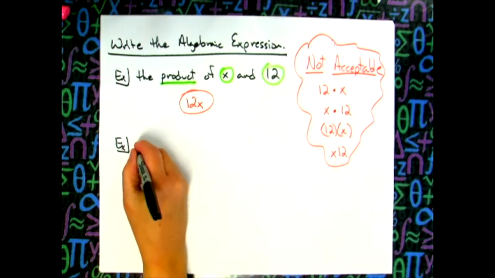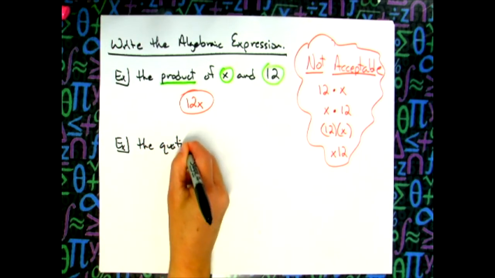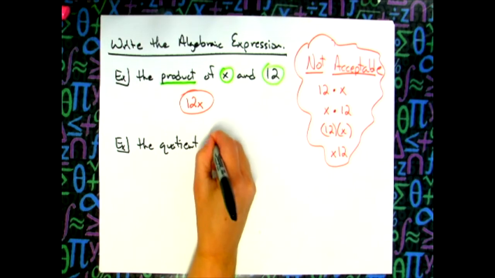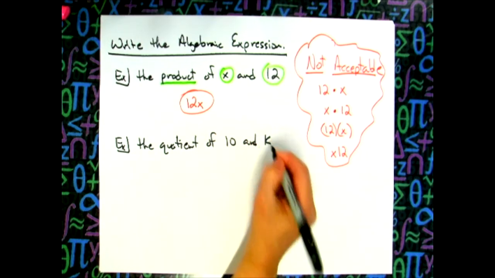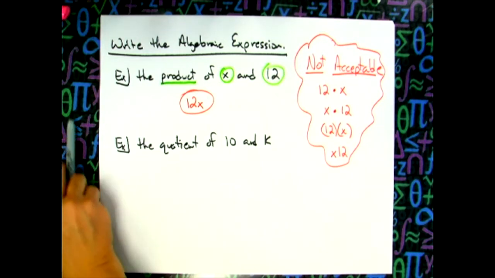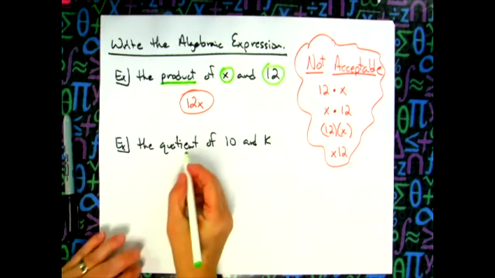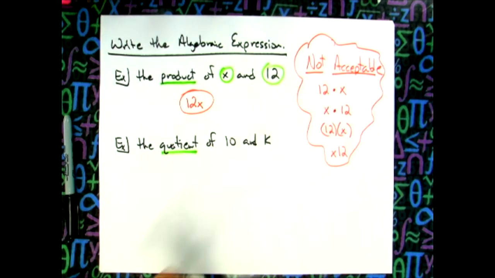Let's use the word quotient. The quotient of 10 and k. So you're writing this down. The quotient of 10 and k. Anthony, stay with me. You got to write this down. The quotient of 10 and k. So again, you've got to know your vocab. Quotient means to what? Add, subtract, multiply, or divide. Means to divide.